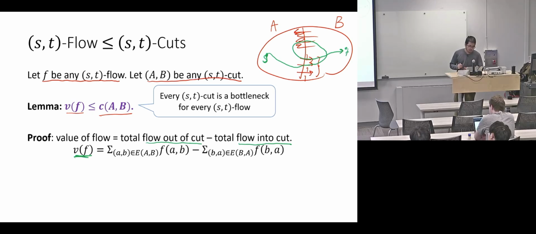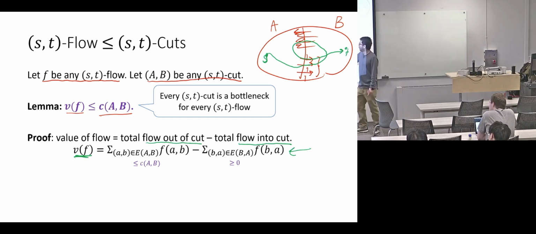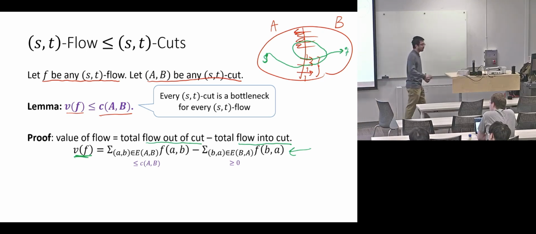Why is this the case? We're going to prove this, but if this is true, then you can see that this one is at most the capacity of the cut, because of the flow capacity constraint for every edge. F_AB is at most C_AB, and the sum of these is just the capacity of the cut. And the other term is at least 0. So assume this, then you get a lemma too. Let's try to prove this inequality formally.